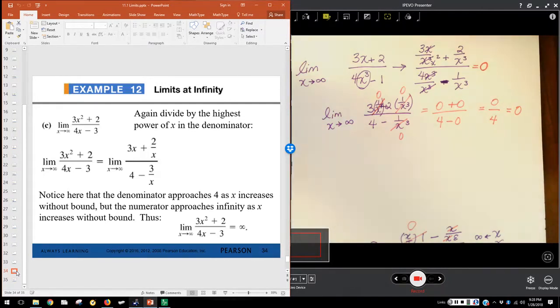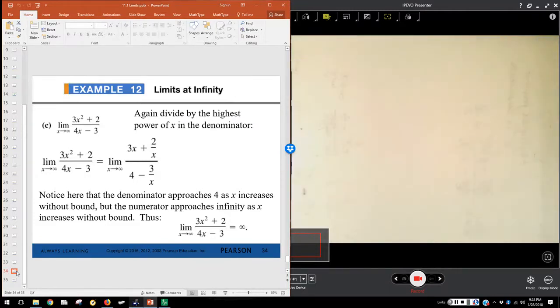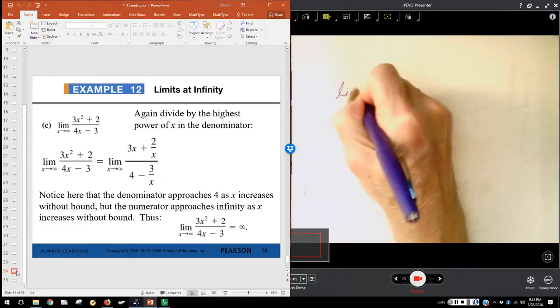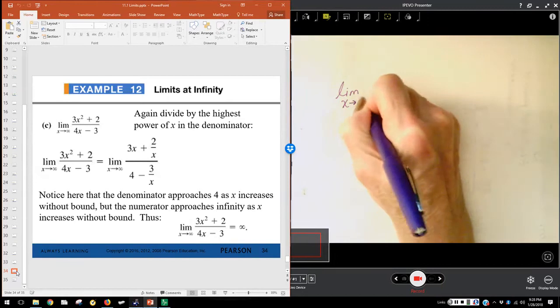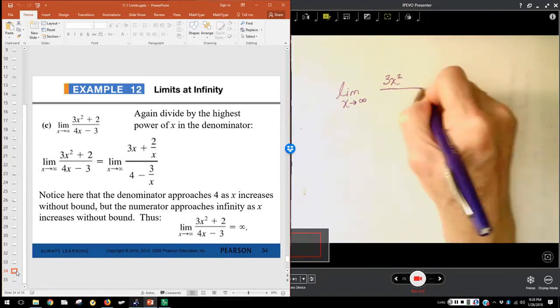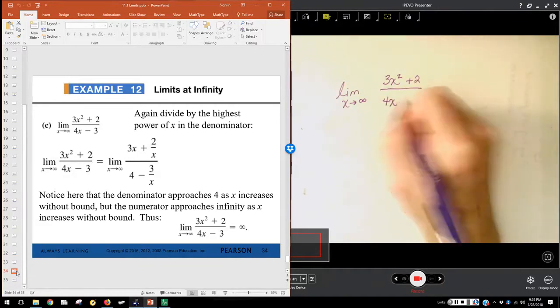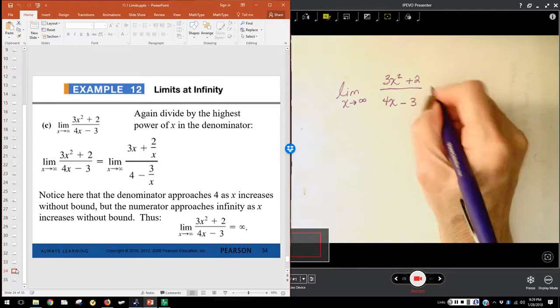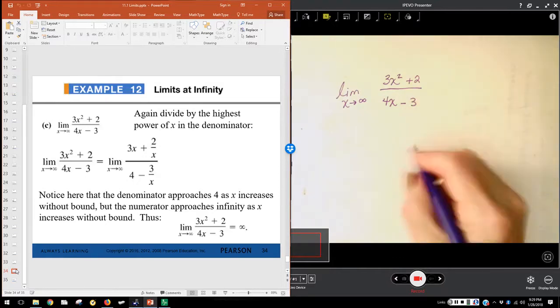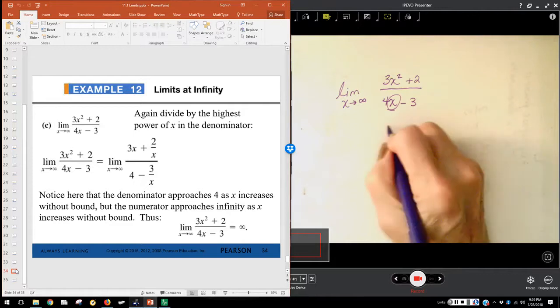Now, part C is a little bit different situation. In part C, we have the limit as x approaches infinity of the rational expression 3x squared plus 2 over 4x minus 3. So again, we're going to take the highest power of x in the denominator, which is x to the first.